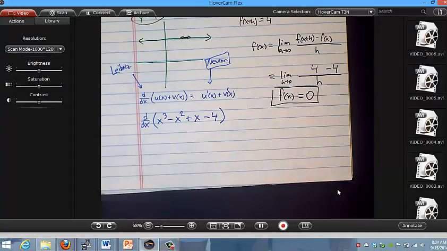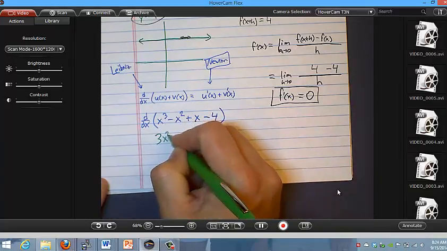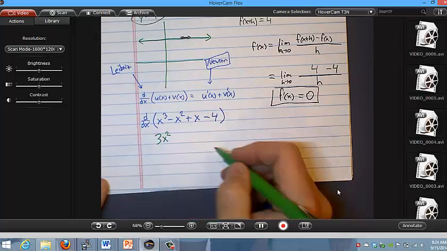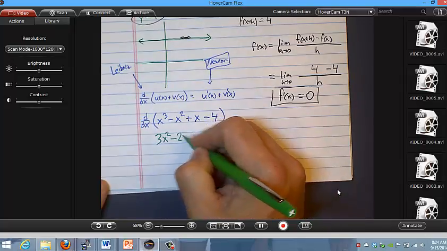So I'm hoping you're getting the right answer. In the front here, I do bing, bing, 3x squared. Then I'm going to write the minus sign down. Minus what? 2x.